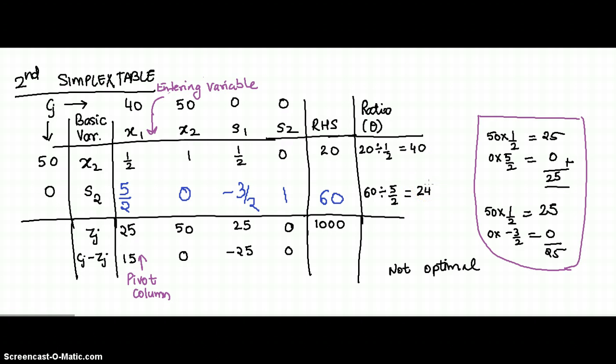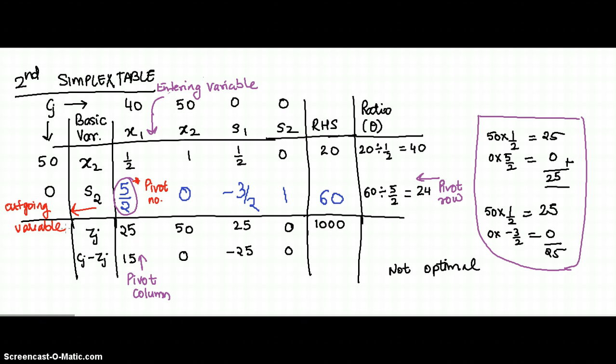Now out of these two we have to select the minimum. So the minimum is 24. So this is the pivot row. Okay, and the point of intersection of pivot column and pivot row, this element is the pivot number. So we have S2 as the variable which is leaving, the outgoing, or you can say leaving variable.